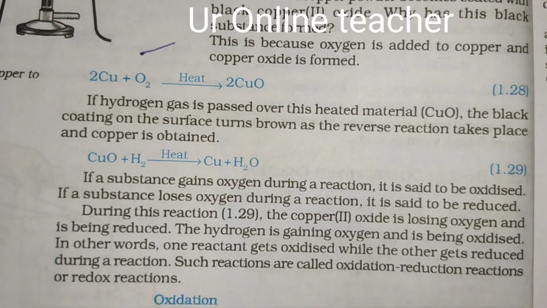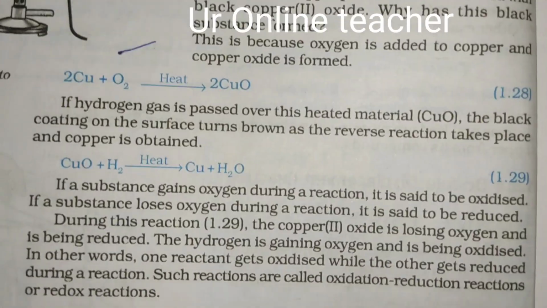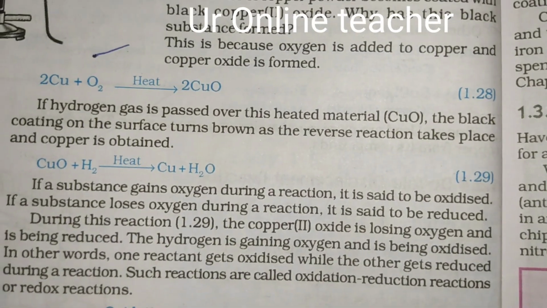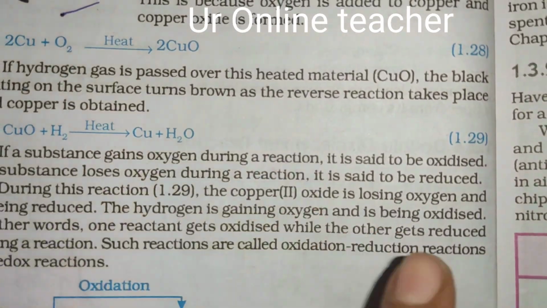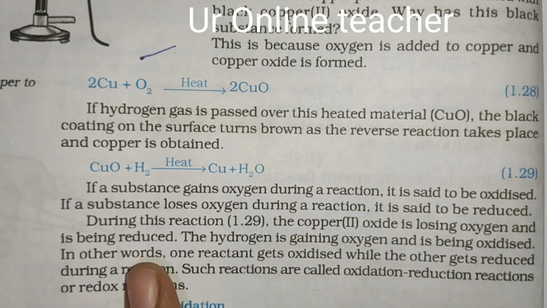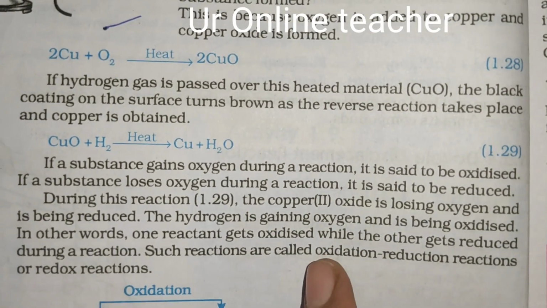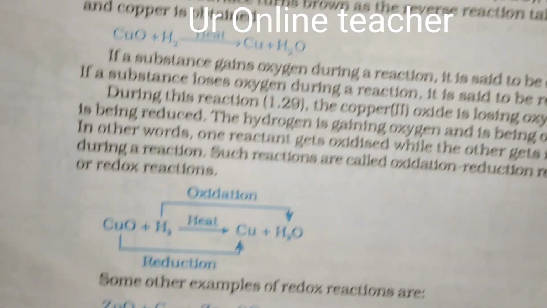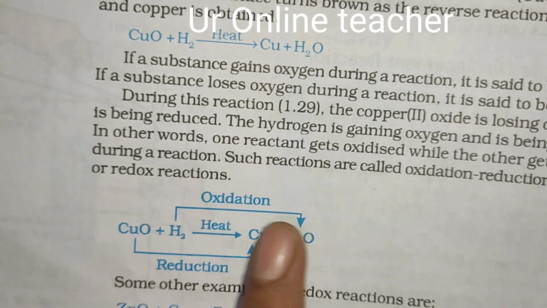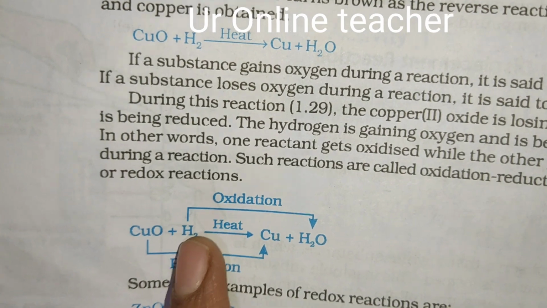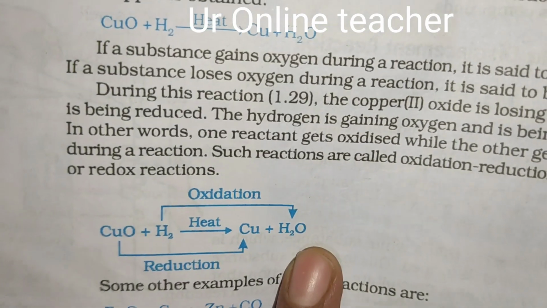If a substance gains oxygen, it is said to be oxidized. If a substance loses oxygen, it is said to be reduced. If oxygen is added, it is called an oxidation reaction, and if oxygen is lost, it is called a reduction reaction. So copper oxide is losing oxygen and it is said to be reduced. The hydrogen is gaining oxygen and it is being oxidized. One reactant gets oxidized while the other gets reduced during a reaction. If one is getting oxidized, the other is getting reduced. See here, CuO is reduced to become Cu. H2 is gaining oxygen, so it is oxidation. Here it is losing oxygen, reduction. It is gaining oxygen, oxidation.